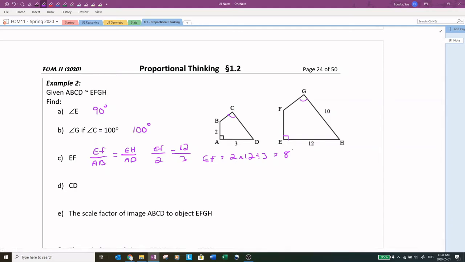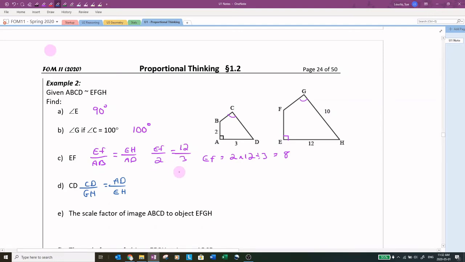CD, I'm going to just suggest you pause the video and try CD on your own and come back. Okay. CD corresponds to GH. So I've got that, and then I've got AD over EH. I did my triangles backwards this time. I put the different one first, but it doesn't matter as long as I still have the small triangle as both of the top ones and the big one is both of the bottom ones.